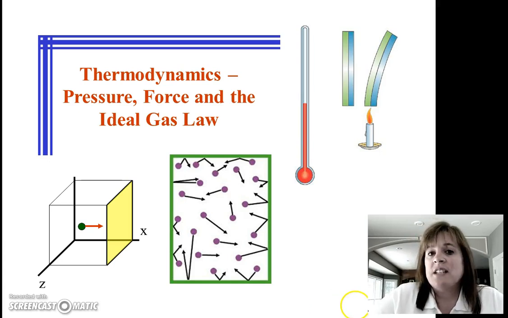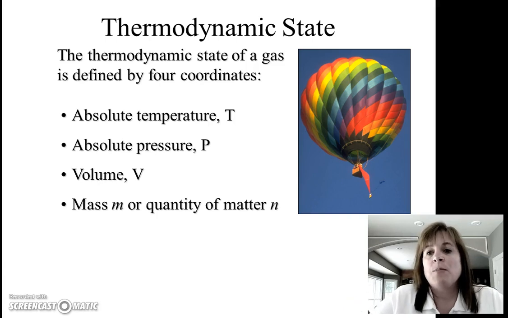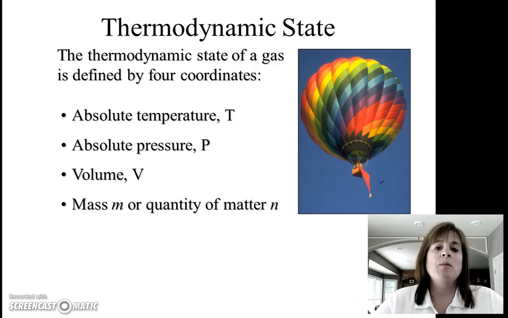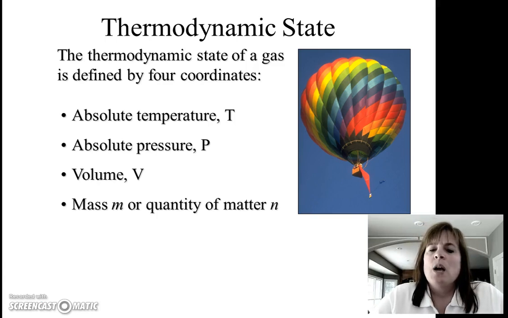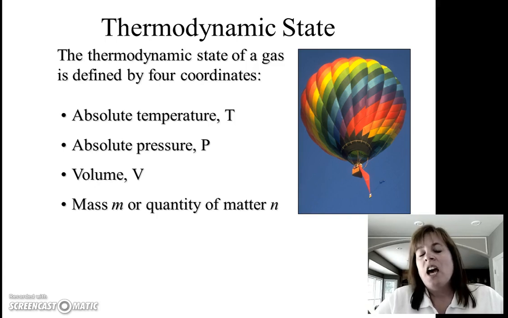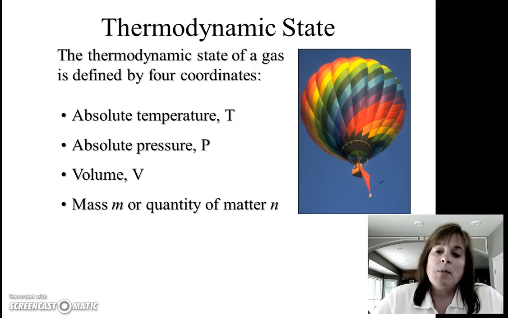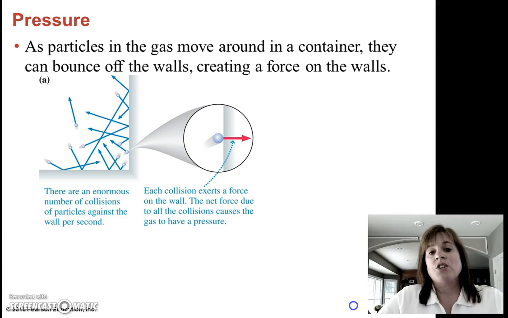Now, there are four states of an ideal gas. There's the absolute temperature of the gas, there's the pressure, the volume, and the amount of the gas. And we're going to talk about how those things relate. We've talked about absolute temperature before in our first video and how temperature relates to the kinetic energy of a gas. What we're going to talk about in more detail first is pressure.